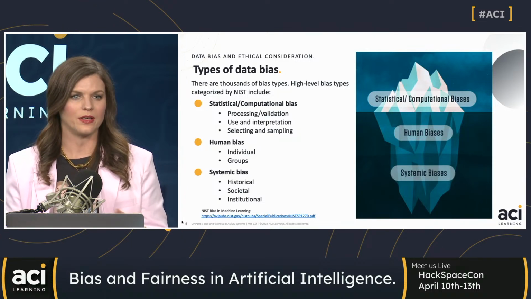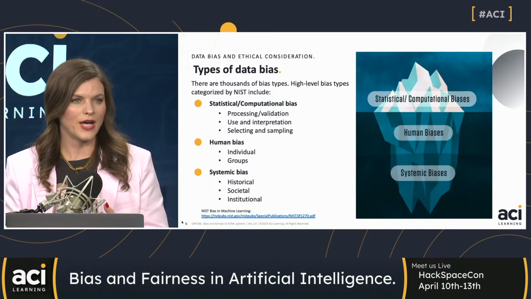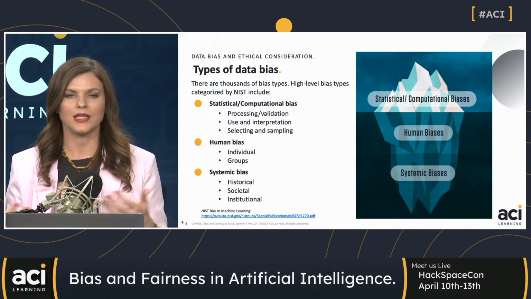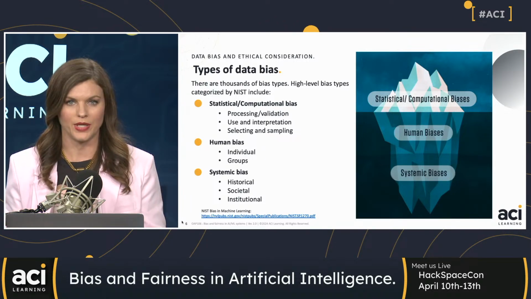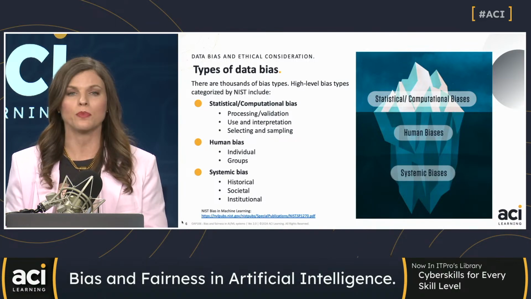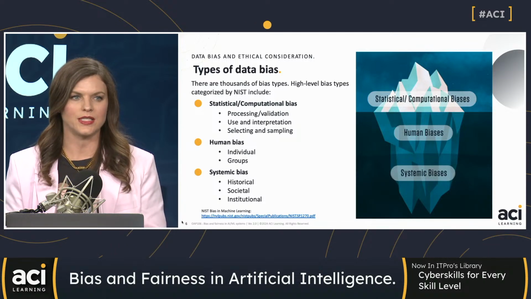So that's when you're thinking of statistical and computational. Underneath it, you have processing and validation. This is a bias that can occur during the data being cleaned or when you're putting filters in place, for example. The next one is the use and the interpretation of it. That's how the data is being used or being interpreted. And then lastly is the selection and the sampling of the data.